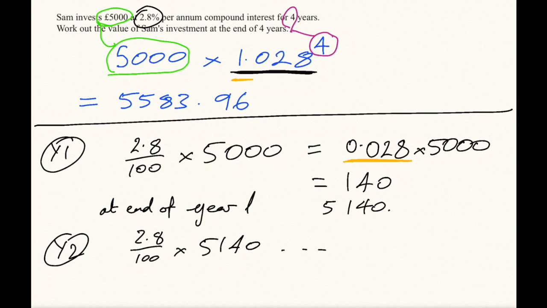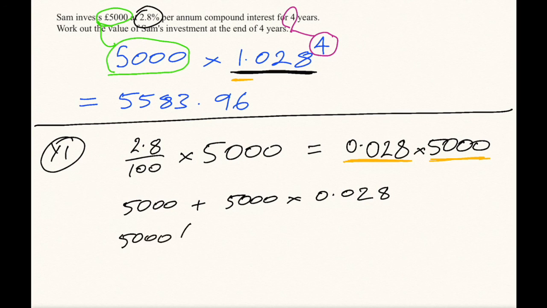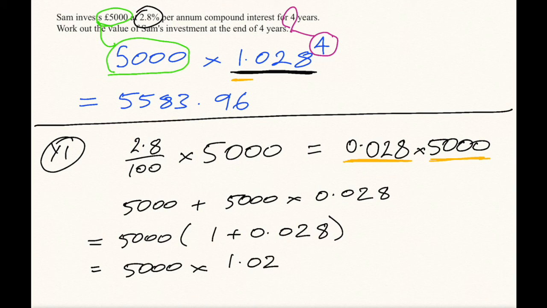This actually comes because we're adding the original 5,000. Let me explain in a bit more detail. What we're doing is we're doing 5,000 plus 5,000 times 0.028. If we collect terms, we end up with 5,000 times 1 plus 0.028, and that's 5,000 times 1.028. So that's the end of first year.